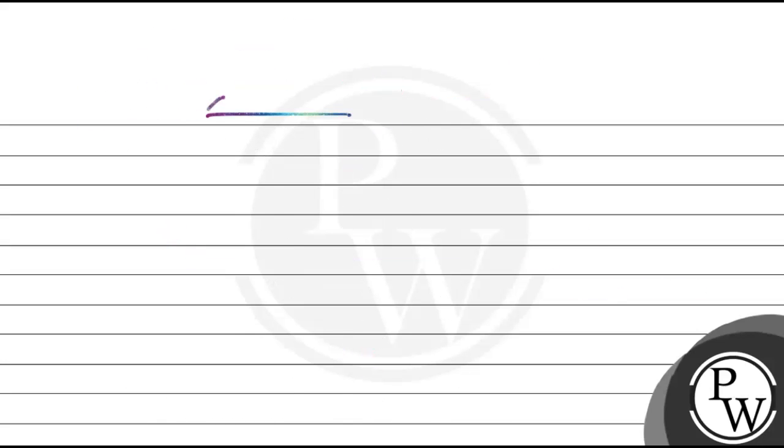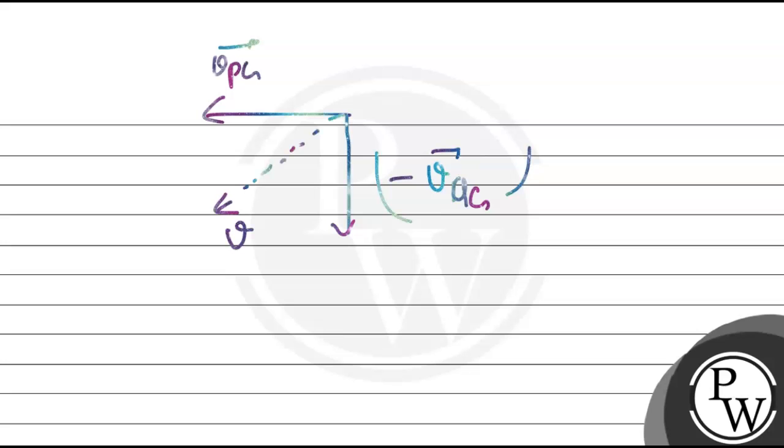This is VPG. This is the velocity of plane with respect to the ground. This is minus velocity of air with respect to the ground. And the resultant will be the velocity of plane with respect to the air. Now we need to find out the theta.